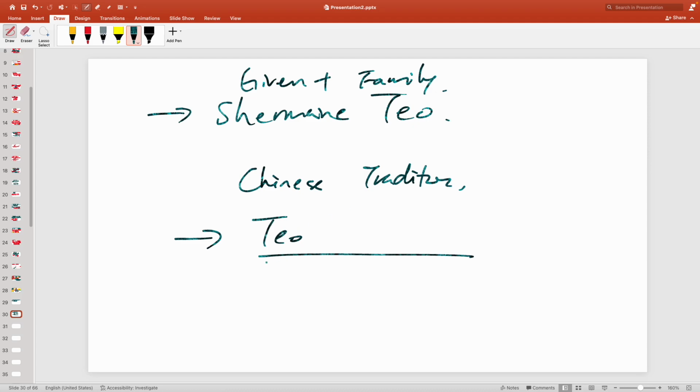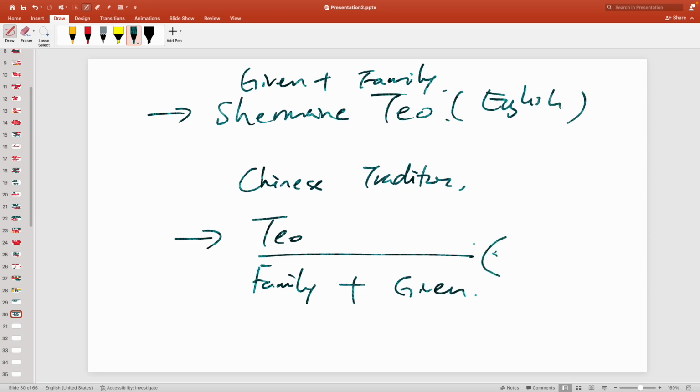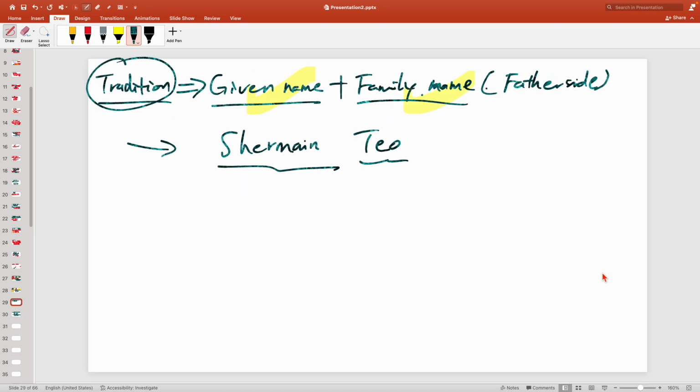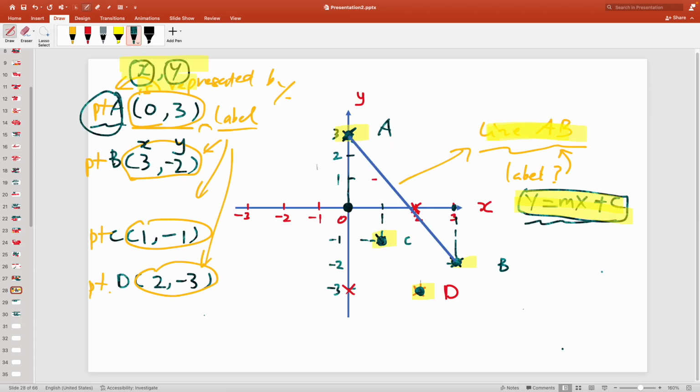Yeah, because usually I see it in family name first plus given name, right? Yeah. Then, by the way, this is English tradition. Just take it as Sherman first. So this is Chinese tradition. Can you see that? So similarly, this line also has this y equals to mx plus c tradition.